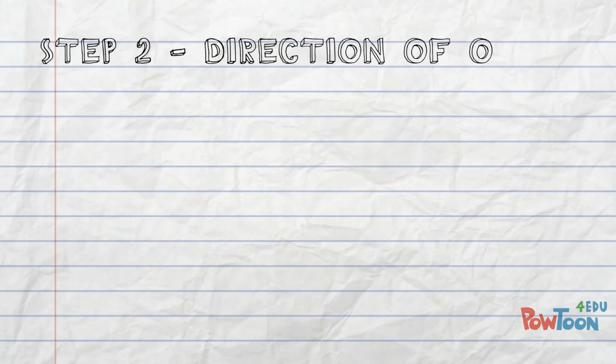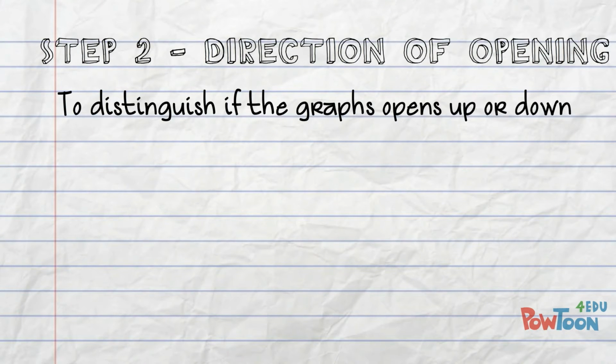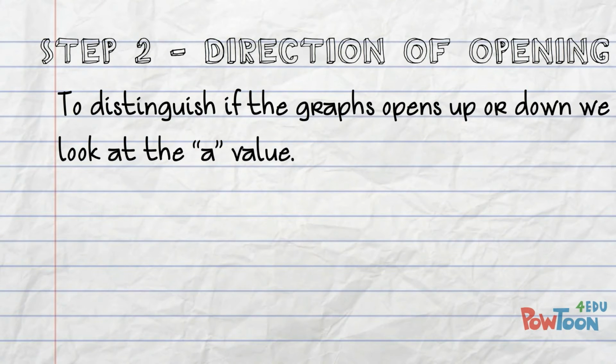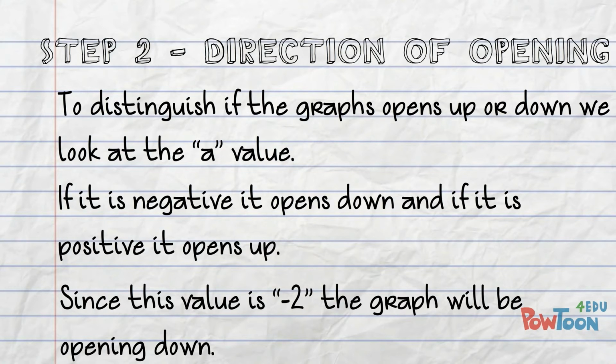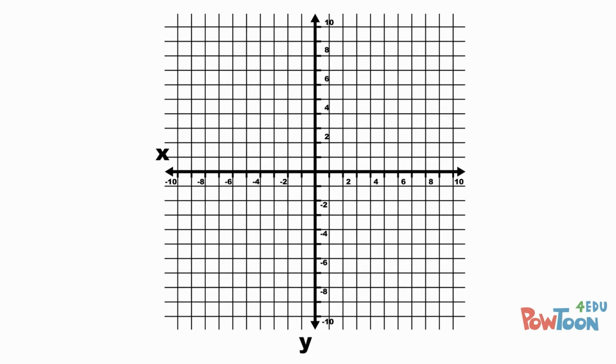Step number 2, direction of opening. To distinguish if the graph opens up or down, we will look at the a value. If it is negative, it opens down, and if it is positive, it opens up. So in our case, since we have a value of negative 2, the graph will be opening down. We are then able to perform a rough sketch of our function on the graph.